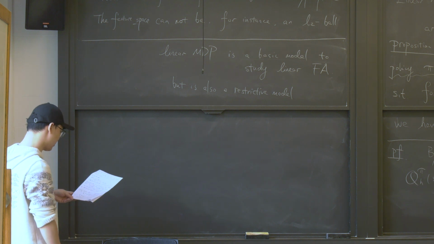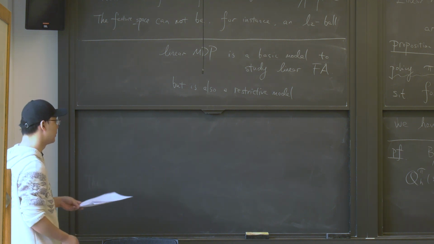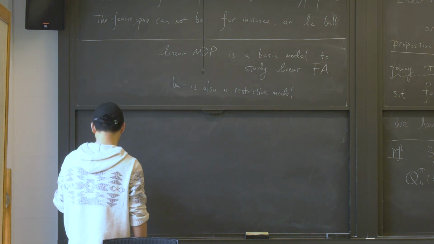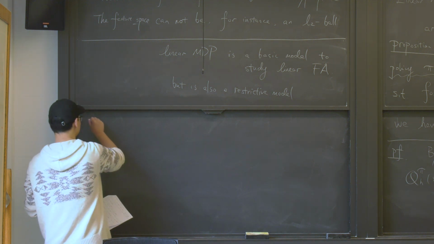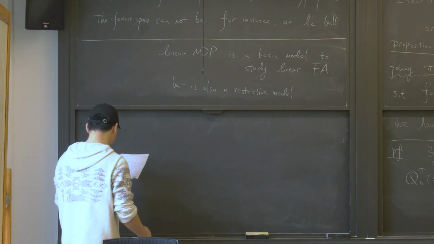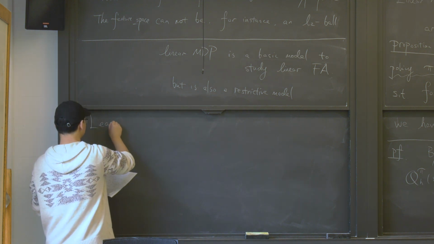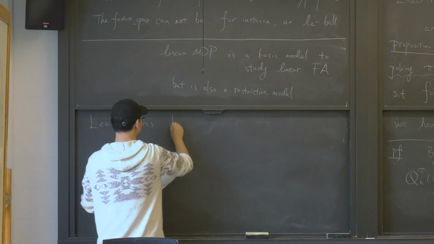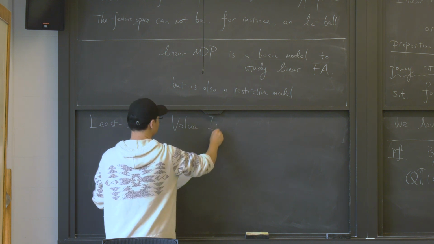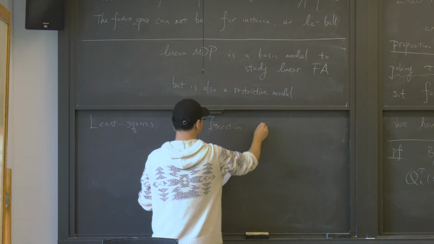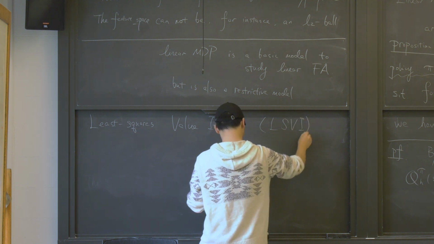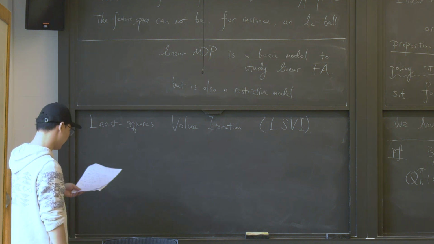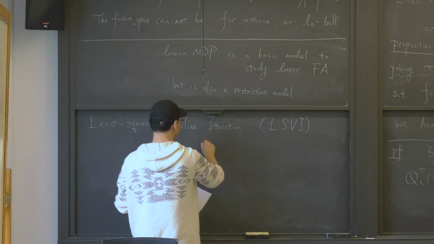It turns out we will also do an algorithm similar to value iteration. But because we are doing function approximation, we can no longer do the precise value iteration. So we introduce a variant of value iteration called least squares value iteration, LSVI. The whole idea of least squares value iteration is to approximate the Bellman equation using data.